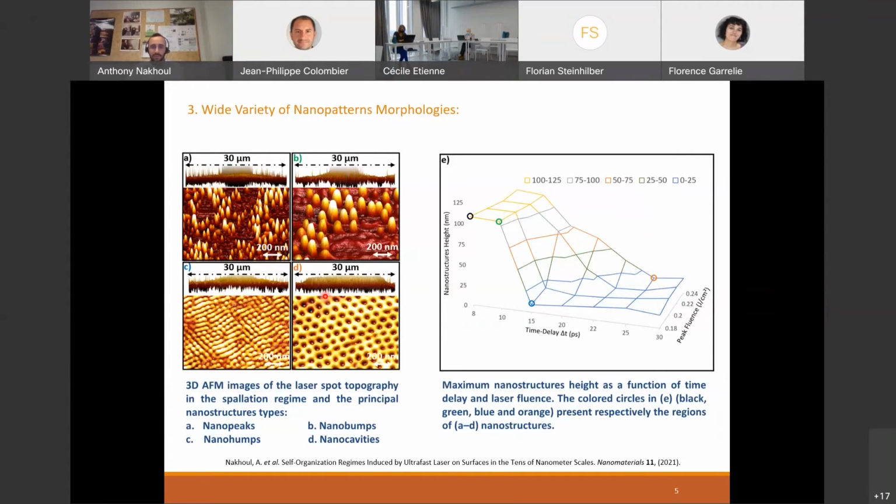On the right, we can observe the maximum nanostructure height as a function of time delay and laser fluence. This one is for A, here for B, the nanobumps, and here for the nanohumps and nanocavities. We can clearly observe a wide variety of heights. Here it was around 100 nanometers, and suddenly, by just playing with the time delay, we got only about 10 nanometers, and here between 10 and 20.